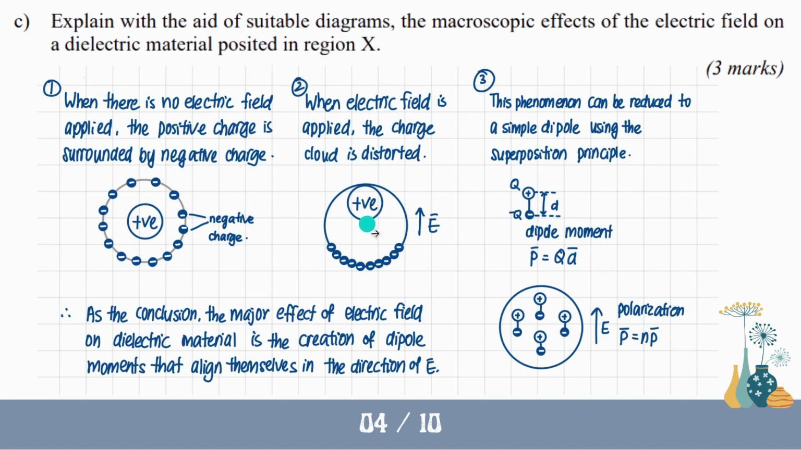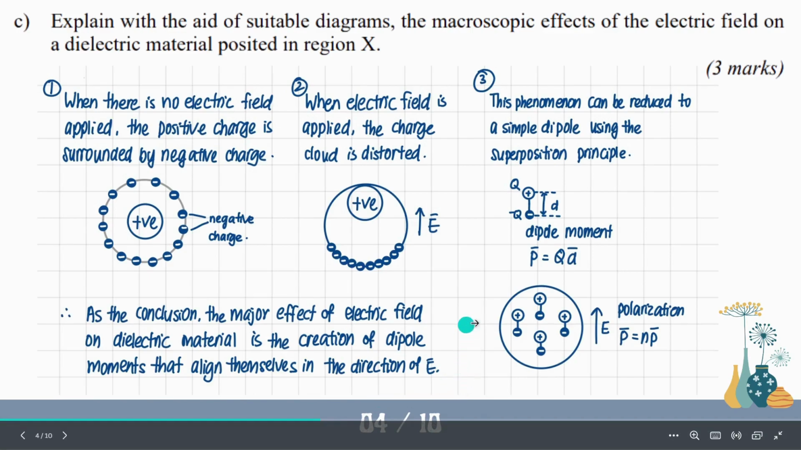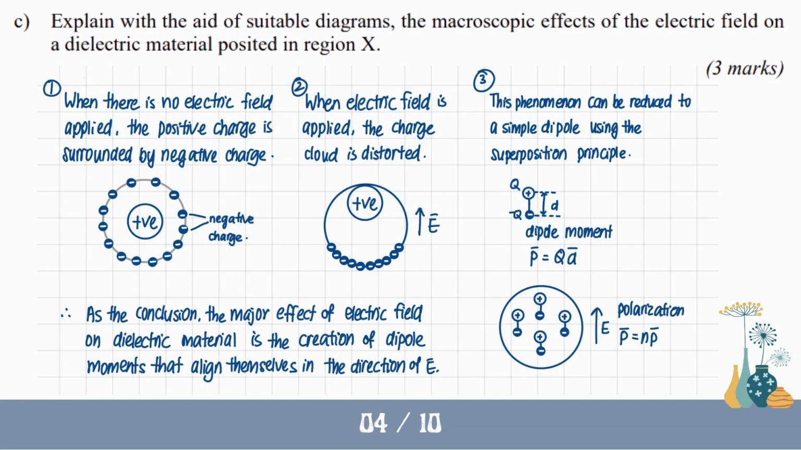Since there is a distance between the positive charge and the negative charge, we can say that there is a dipole moment, which is p equal to Qd. As a conclusion, the major effect of the electric field on the dielectric material is a creation of a dipole moment that aligns itself in the direction of E.